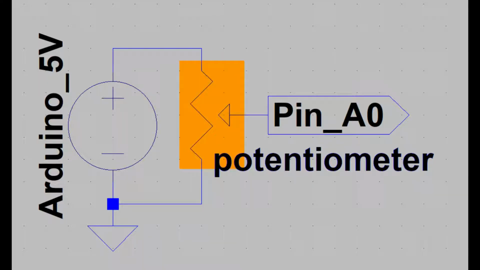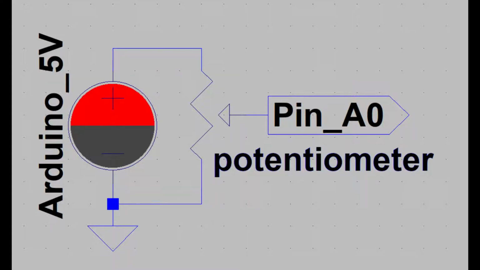Here is the 3-pin potentiometer. This line represents a wire connecting the 5-volt power to one of the pins of the potentiometer, and this line represents another wire connecting ground to the other side of the potentiometer. Of course, this is the voltage source, where this technically represents 2 different pins on the Arduino. Positive pin is 5 volts, and the negative pin is the ground, or GND.